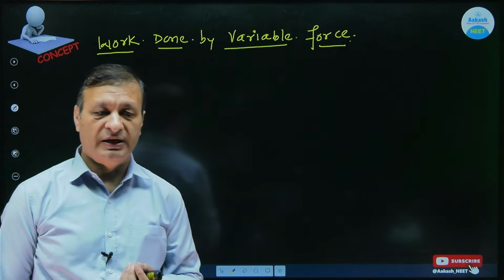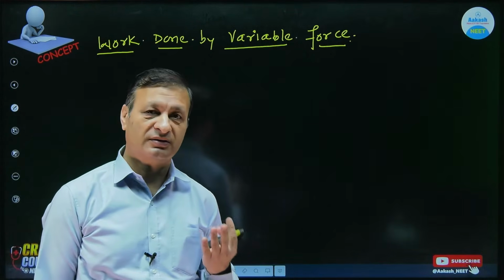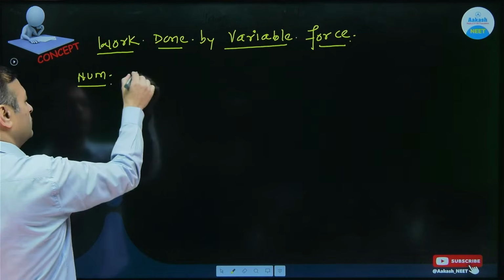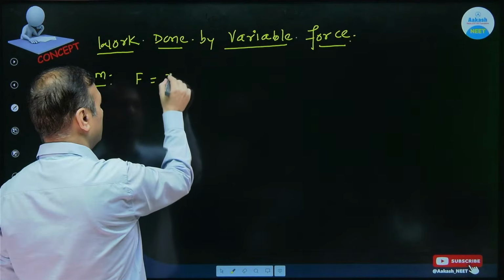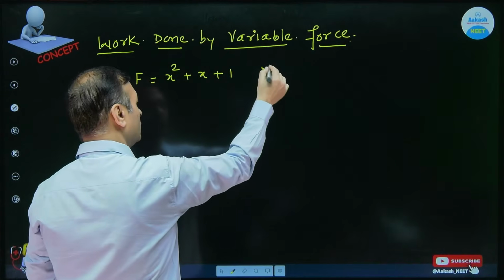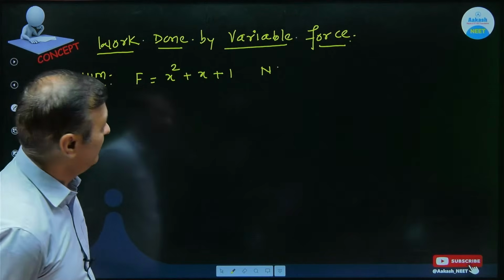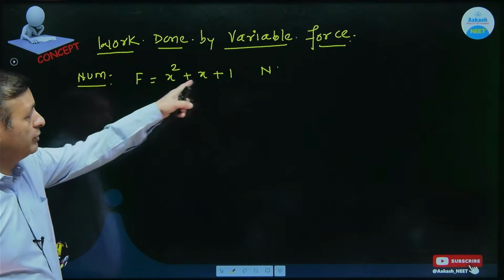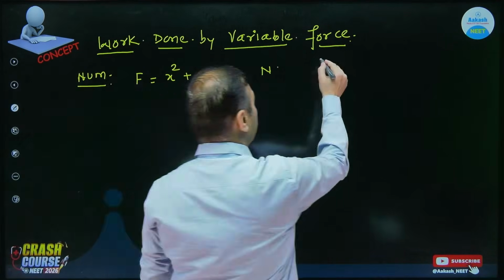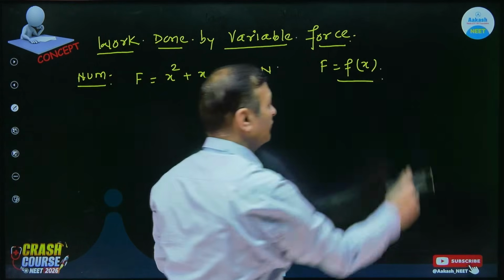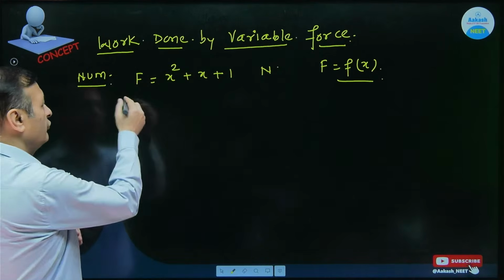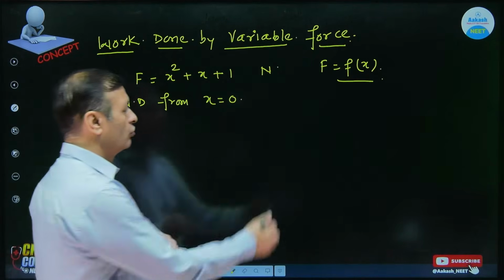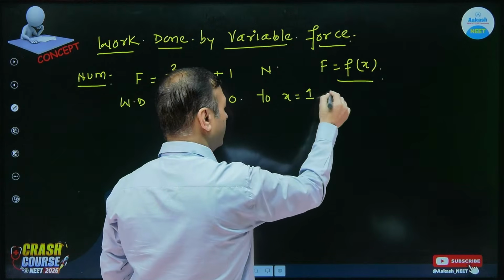Now the first question that comes is how will you get to know that the force is variable? That is the best part. So let's take one example directly in the form of a numerical. Let's suppose your force is given by x square plus x plus 1 newton. Now you can see force is a function of x, where x is a position coordinate. It means force is a function of x, where x is a variable component, so my force varies. Now I have to find out the work done in taking a body from x equal to 0 to a position x equal to 1 meter, let's suppose.